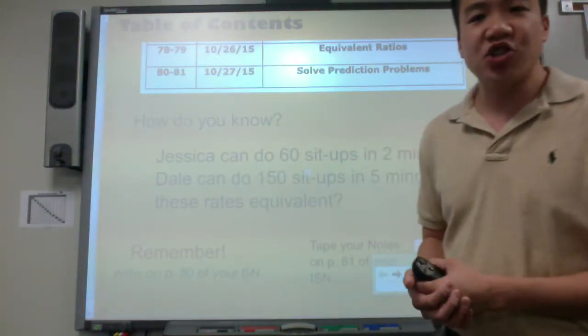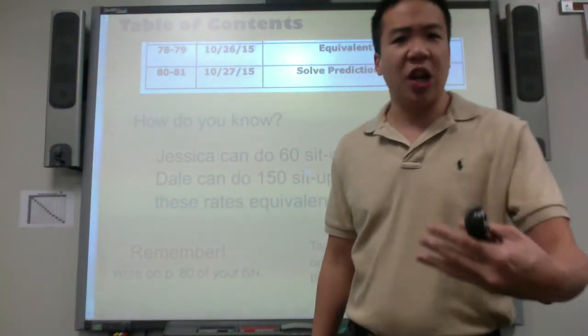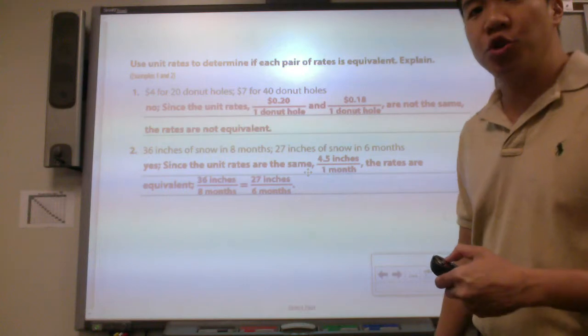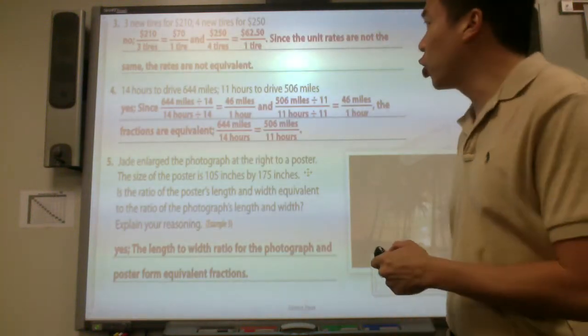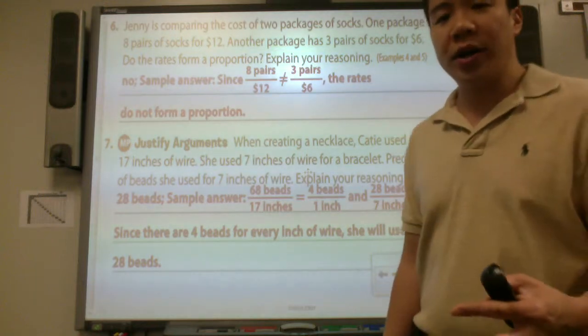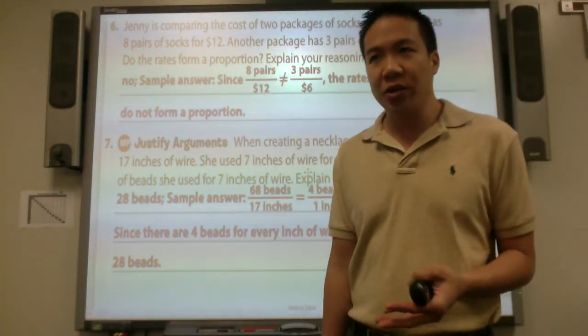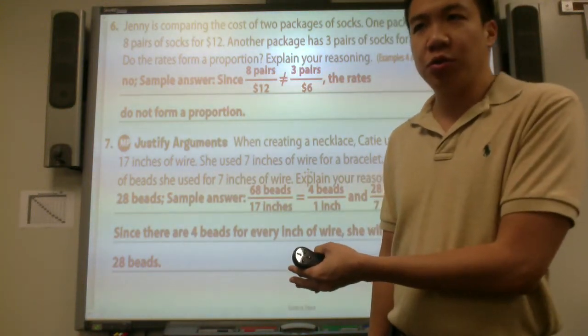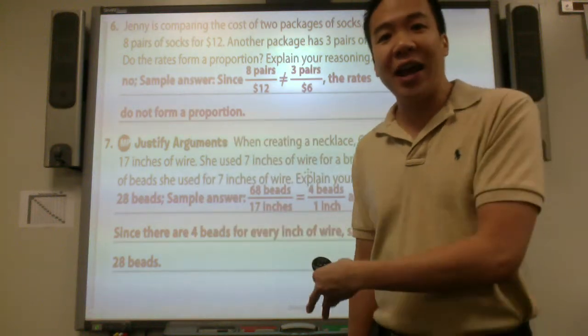Solve prediction problems or comparison problems. Another word, proportion, is when you have two ratios or fractions that are equivalent, like 1/2 is equal to 3/6, or $1 for every 2 boys is equal to $4 for every 8 boys.